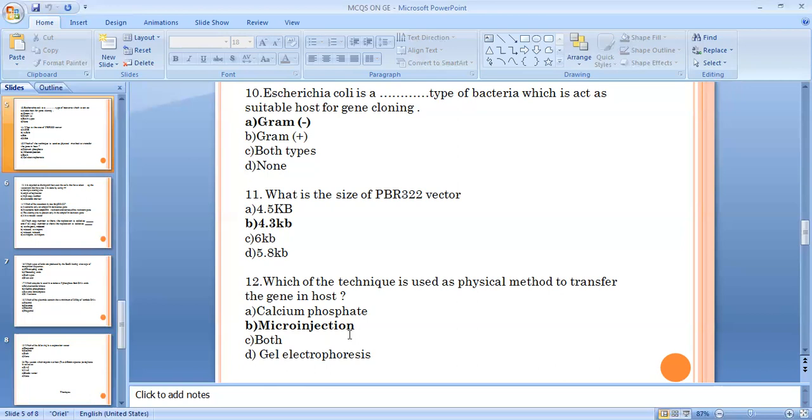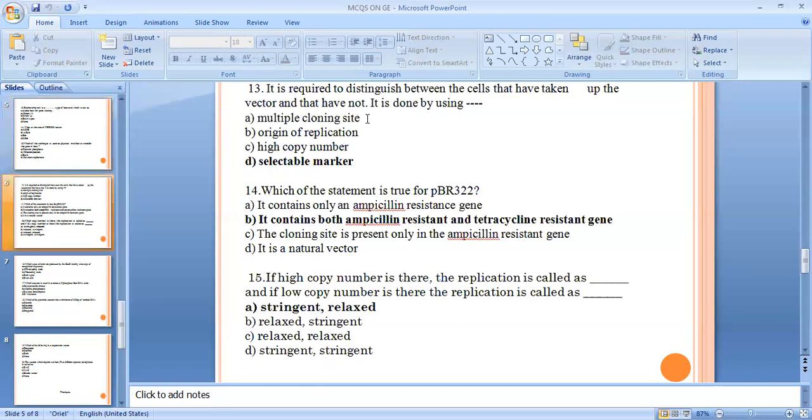So we know that calcium phosphate method is a chemical method, because these are the chemicals which are used to transfer the gene into the host or vector, and B, microinjection, is the physical method. So the right answer here will be physical method, that is microinjection. Next question is coming to you.